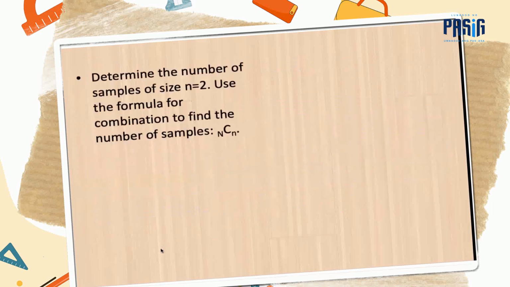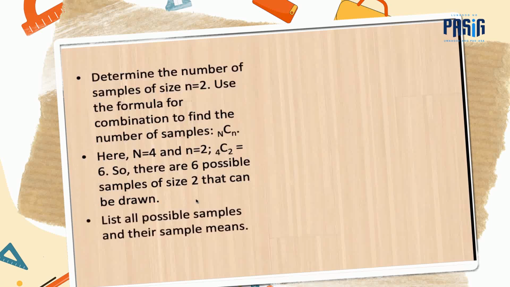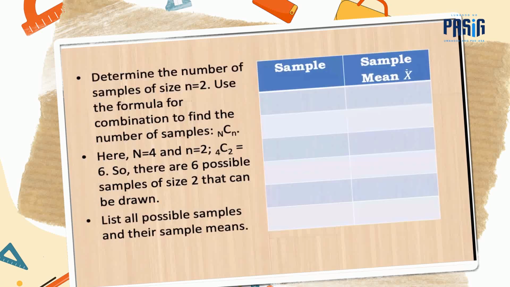Next, determine the number of samples of size n is equal to 2. Use the formula for combination to find the number of samples. Big N, C, small n. Here, population size is 4 and sample size is 2. So 4C2 is equal to 6. There are 6 possible samples of size 2 that can be drawn. List all possible samples and their sample means.